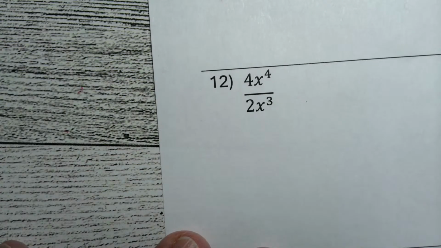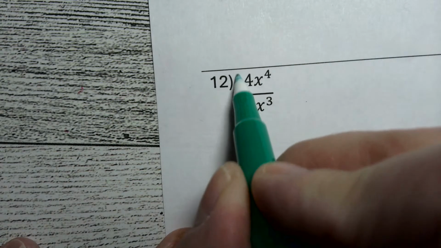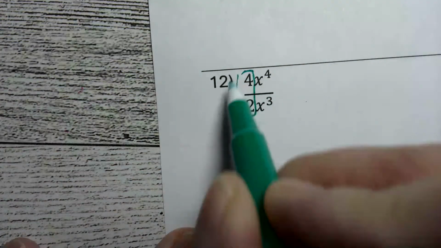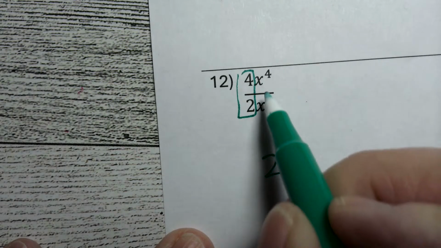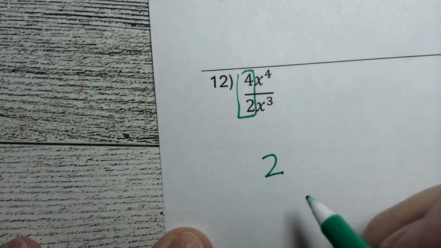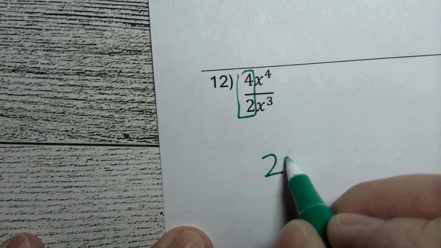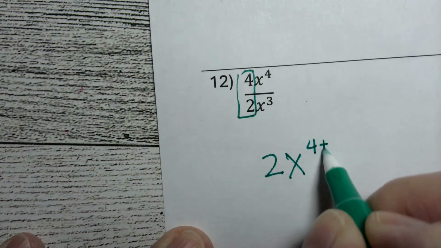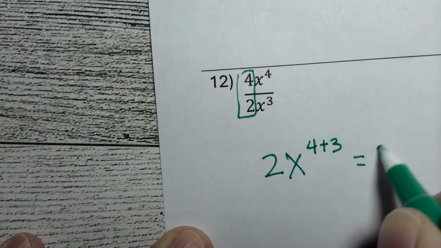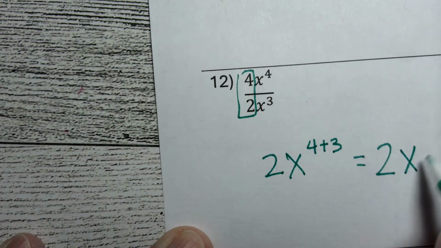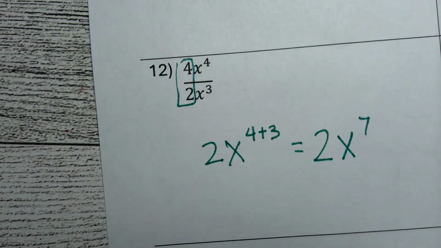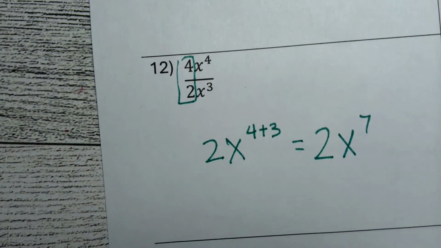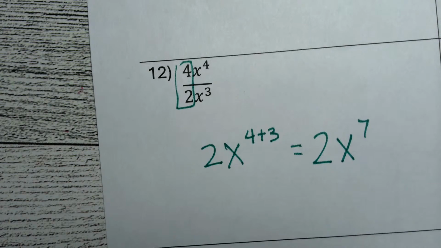Number 12. This is a very similar problem. So what she did is she's looking at the 2 and the 4. She's keeping those separate. 4 divided by 2 is 2. And then she had x to the 4 plus 3. So her final answer is 2x to the 7th. Is that correct? Or did she make a mistake? If she made a mistake, you need to find it.